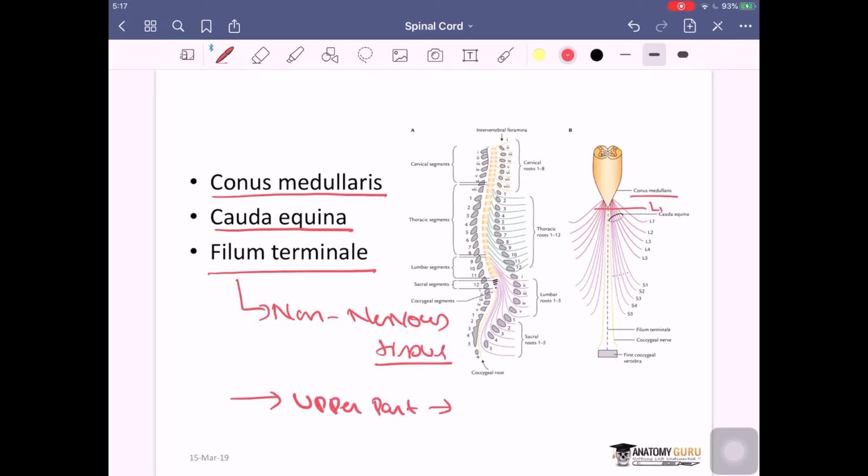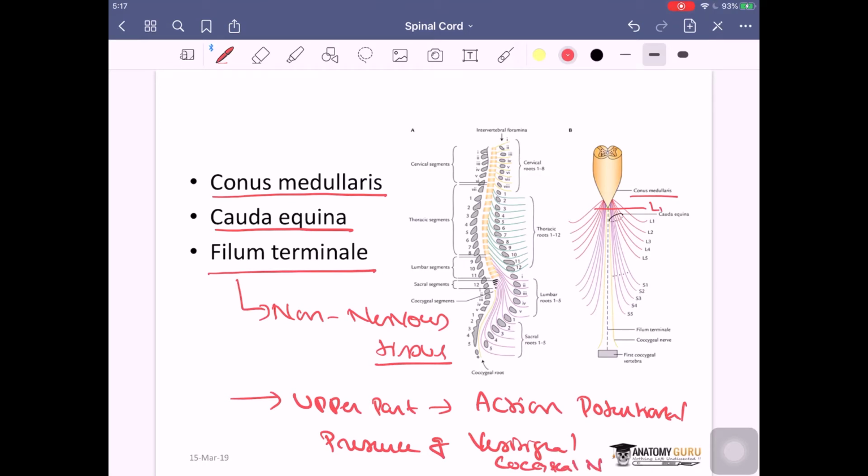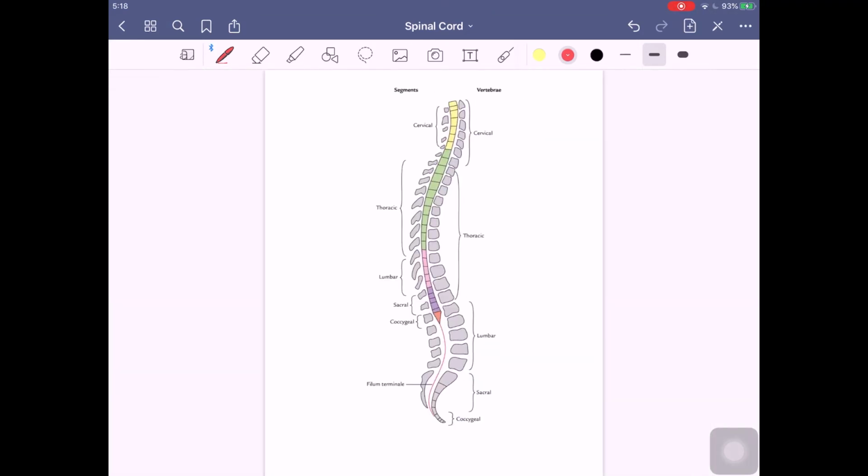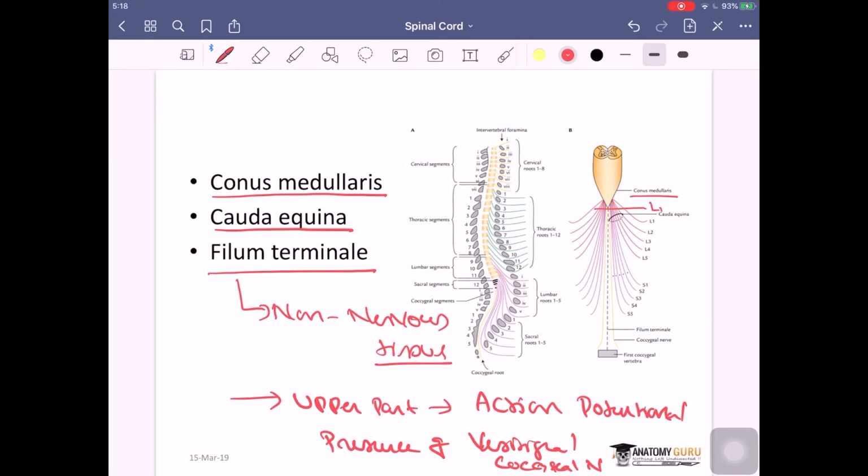A part of it, or the upper part, may show an action potential. Whenever an action potential is shown, we believe it may be nervous tissue. If it is showing an action potential, then it could be due to the presence of vestigial or rudimentary coccygeal nerves. See, only one coccygeal nerve is there, but there are 4 vertebrae. So the second, third and fourth coccygeal nerves sometimes may remain patent, and those will get incorporated or embedded in the filum terminale, which may fire an action potential. So basically it is a non-nervous tissue.